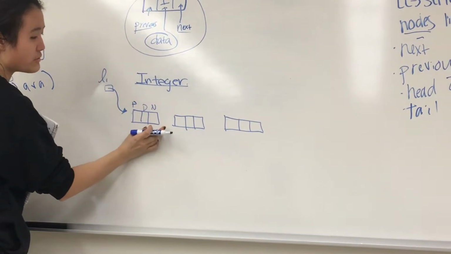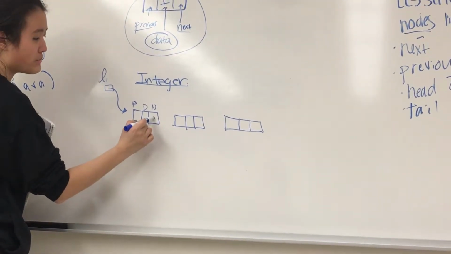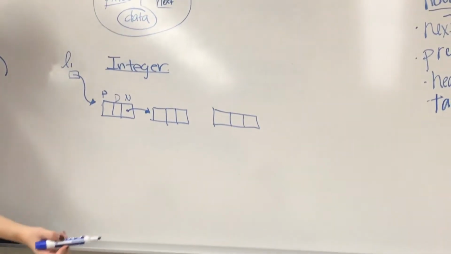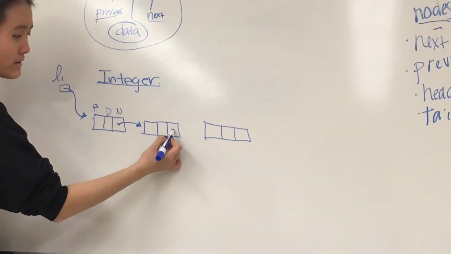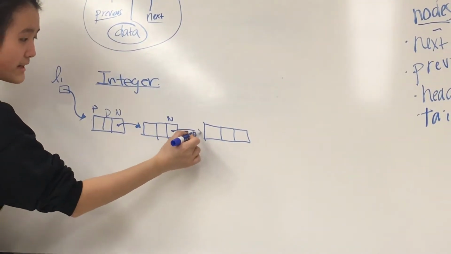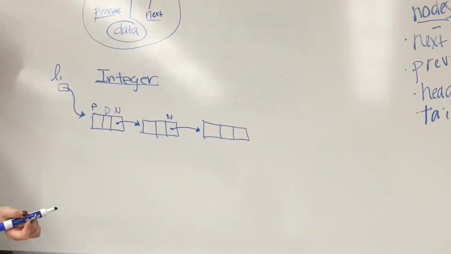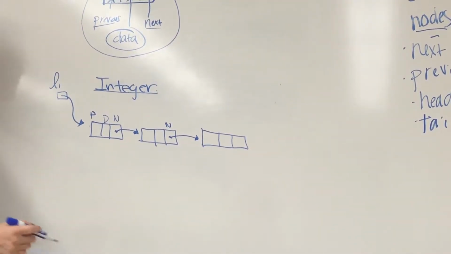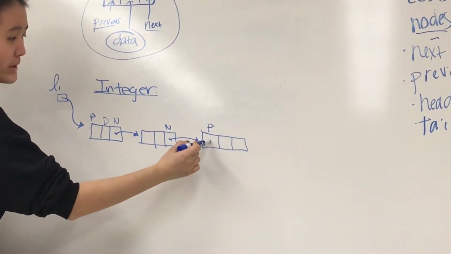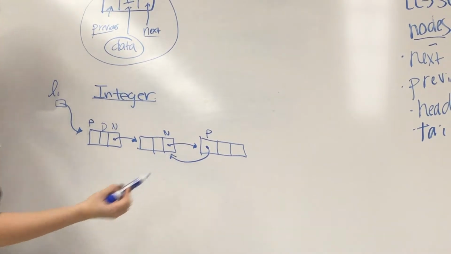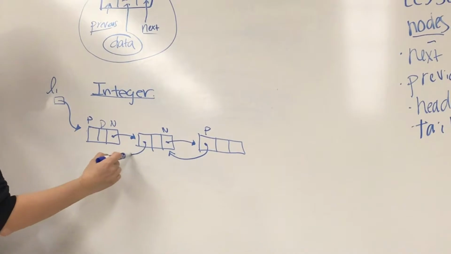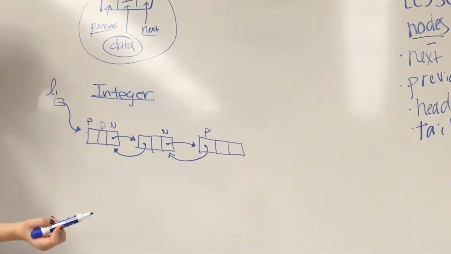And so this next box is going to be very important. Essentially, the pointer for this next property here is going to point to the next node. You do the same exact thing here. The next within this node is going to point to the next node. Now we do the same exact thing for previous. So the previous is going to point to the previous node. Once again here, we're going to be pointing to the previous node.